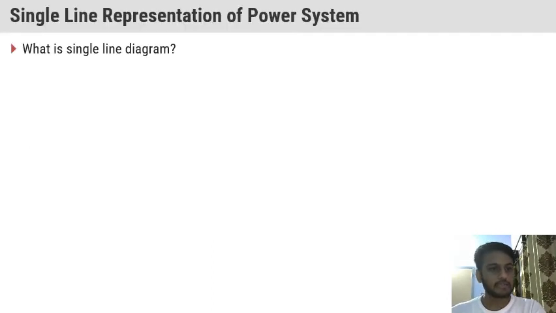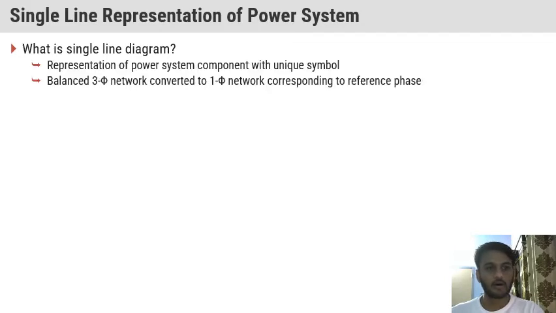The first topic is the single line representation of power system. So what is this single line diagram? It is the representation of power system components with unique symbols. It is called a single line diagram. A balanced three-phase network is converted to a single-phase network corresponding to a reference phase.